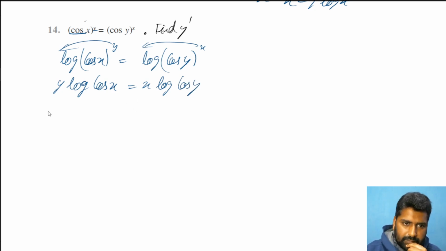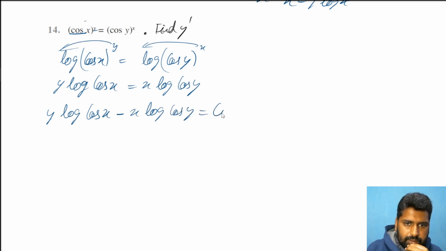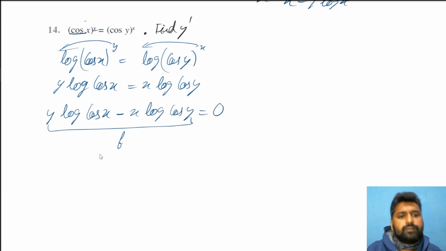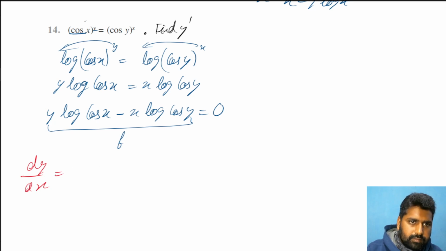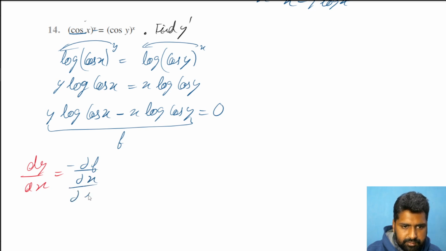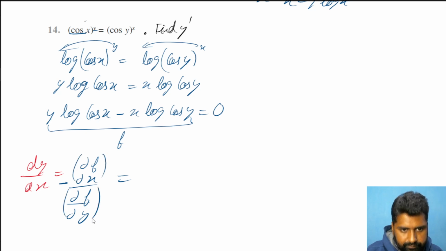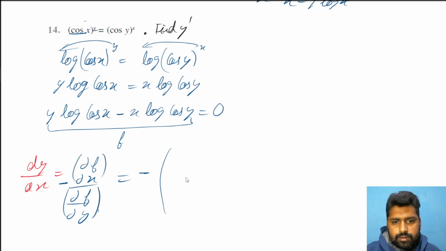Okay, and now you can see why those kinds of questions will be helpful. y log cos x minus x log cos y is equal to 0. Consider this to be your function, and now directly get your dy by dx is equal to minus differentiation partially with respect to x, over differentiation of f partially with respect to y. And I'll write negative here so I don't make the same mistake again. So negative of, then let's start.